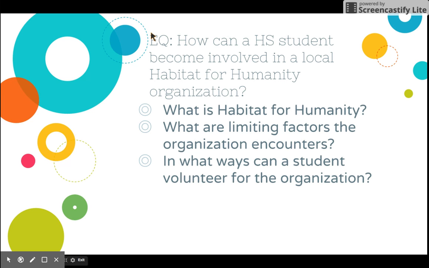Here's another example. How can a high school student become involved in a local Habitat for Humanity organization? Right? In order to answer that question, you should know what Habitat for Humanity is. You should know what the limiting factors of the organization are and in what ways a student can volunteer for the organization. These are sub-EQs.